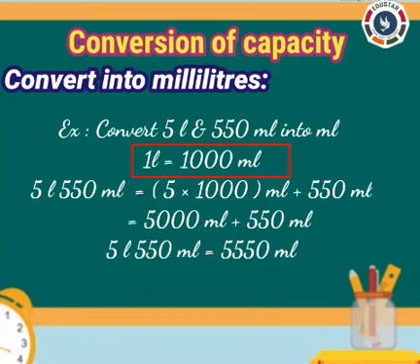Then 5 liter 550 milliliter equals 5 into 1000 milliliter plus 550 milliliter. Here we are converting 5 liter into milliliter by multiplying using 1000. So we will get 5000 milliliter plus 550 milliliter. If we add these two, we will get 5550 milliliter. Therefore, 5 liter 550 milliliter is equal to 5550 milliliter.